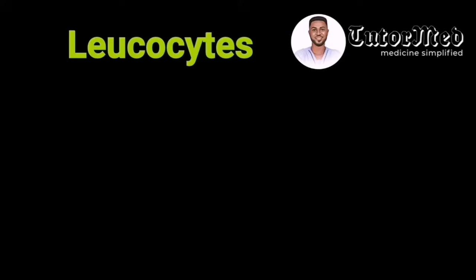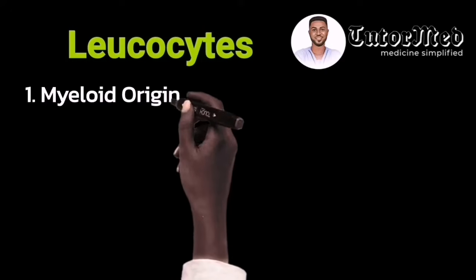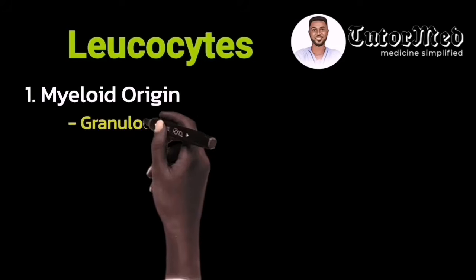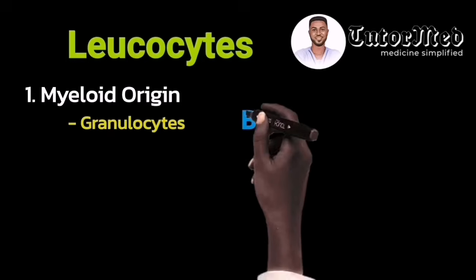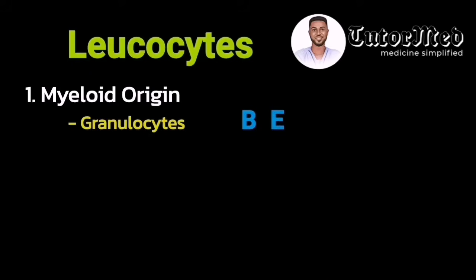So for those who come from the myeloid ancestry, the first one, we have the granulocytes, which are white blood cells which contain granules. There are three kinds: the neutrophils, the eosinophils, and the basophils. The granulocytes can be remembered by the acronym BEN, B for basophils, E for eosinophils, and N for neutrophils. The next group of the myeloid descendants are the monocytes.